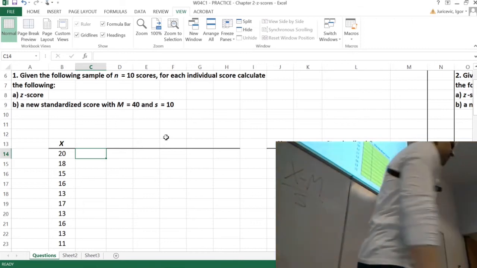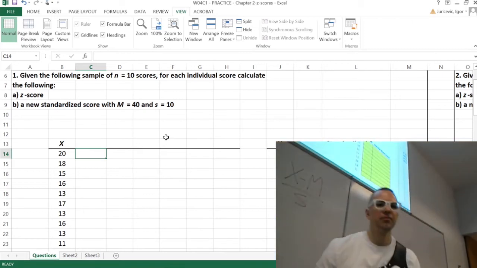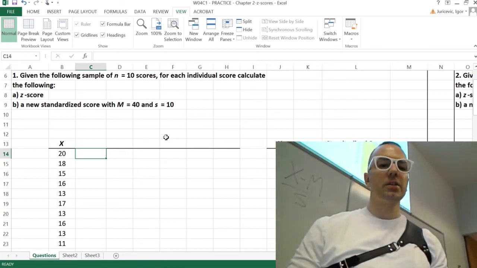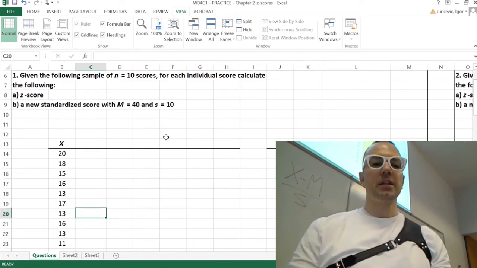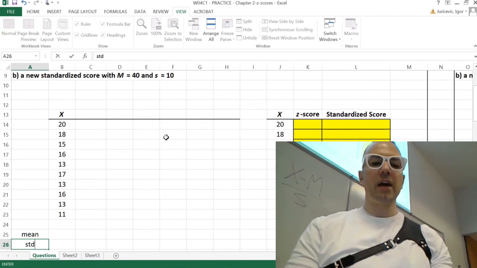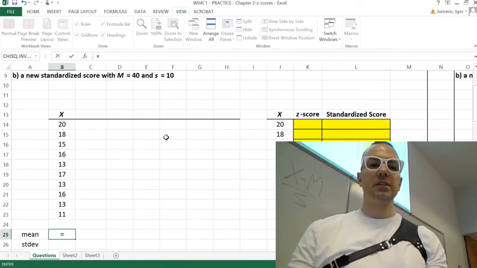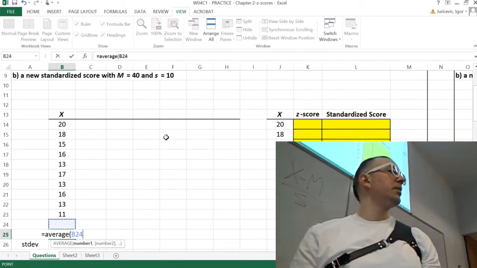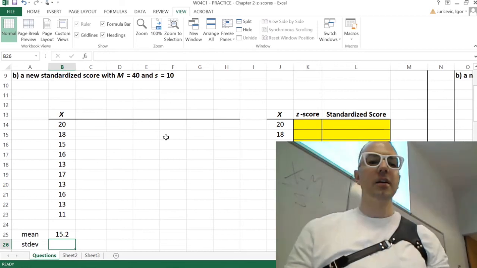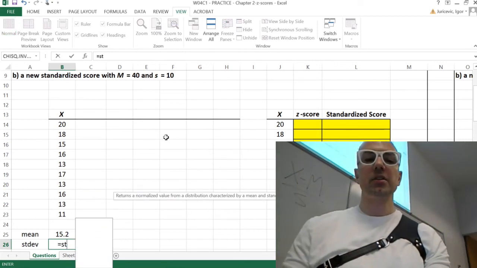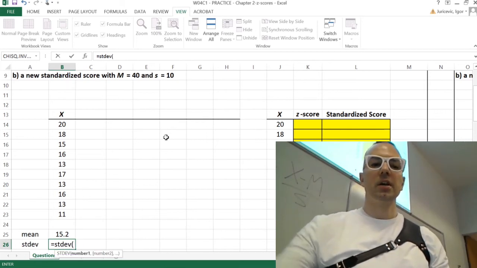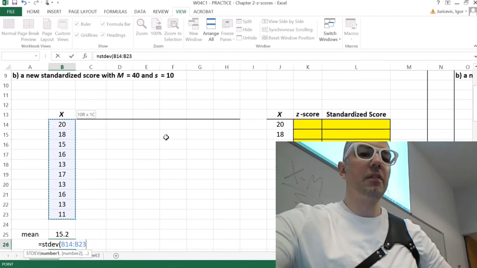We're going to want to set up Excel so that we can calculate the raw score minus the mean divided by the standard deviation. So we might say to ourselves, all right, well, let's go down here and we'll calculate the mean and we'll calculate the standard deviation of these scores. So equals average, open parentheses, highlight your scores. We see that we have an average of 15.2. Equals STDEV for sample standard deviation, so no dot P, so equals STDEV, highlight those scores, close your parentheses, and there we have our standard deviation.